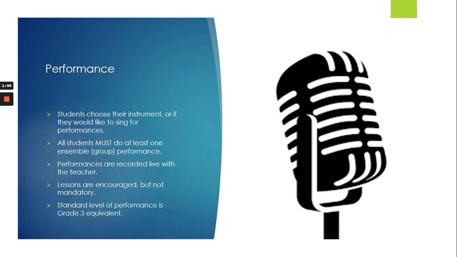So for the performance coursework, it's worth, as I said, 30%. Students do choose their own instrument. So it can be an instrument, it can be voice, but it is their 100% choice. All students must do at least one ensemble or group performance. If you're a singer, that often means a duet, or a small choir performance. If you're an instrumentalist, that usually means that you're playing as part of a band.